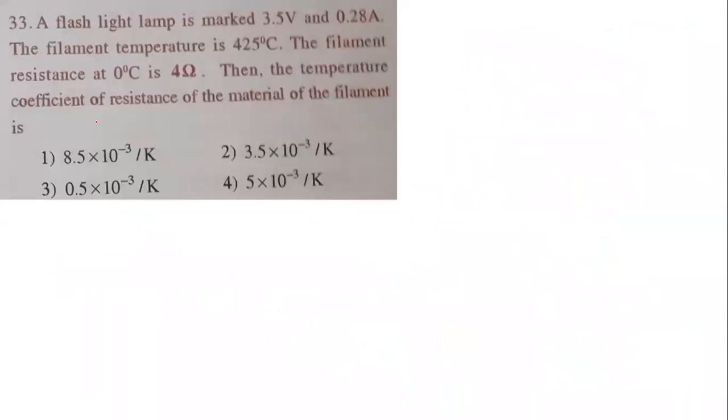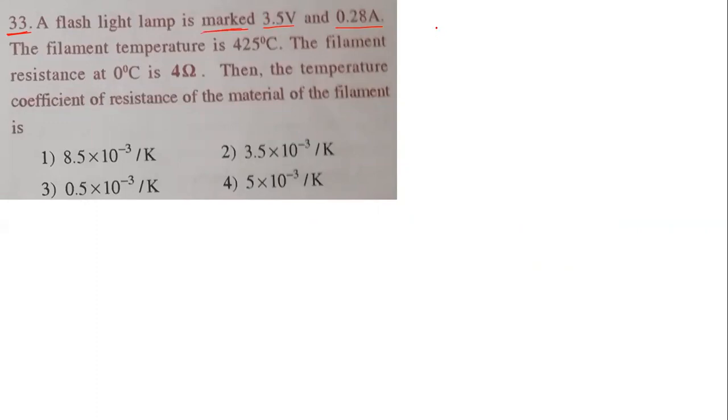Let's look at the question now. Question 33 is asking that a flashlight lamp is marked 3.5 volt and 0.28 ampere. So there's a marked voltage, that is a maximum voltage and maximum current always. Here, marked means you need to remember it is a maximum value. When any instrument has a maximum value, that much it is there.